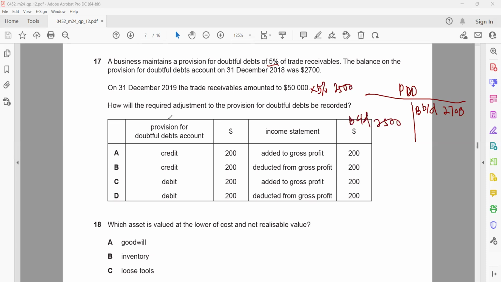And the question, how will this adjustment be recorded? So here is a lesser amount, so you put here 200 and then credit income statement 200. So which account is debited? The provision for doubtful debts account has to be debited 200. And this one is put under, after the gross profit, other income. So you have to add to the gross profit under other income 200. So the answer should be C.